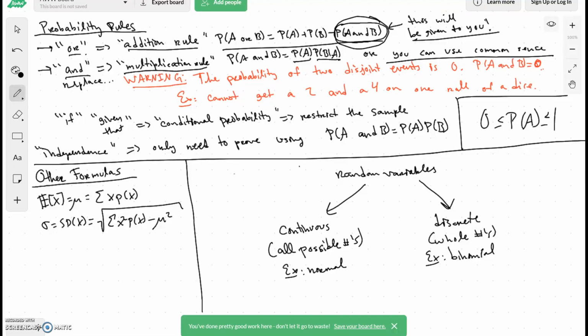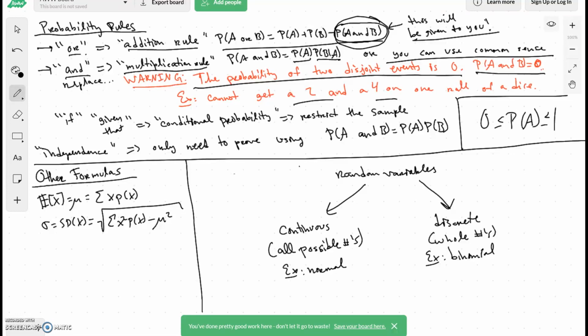Okay, a little bit of a warning. The probability of two disjoint events is 0. So remember, two disjoint events are events that can't happen at the same time, right? So you cannot get a 2 and a 4 on one roll of a die, right? So the probability of A and B equals 0. So just be very careful with that. Okay.